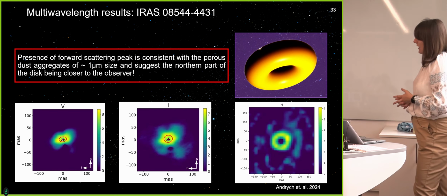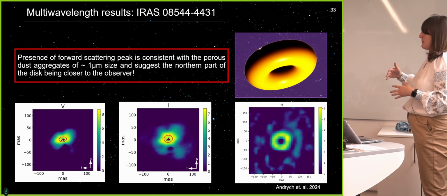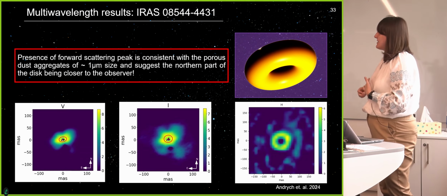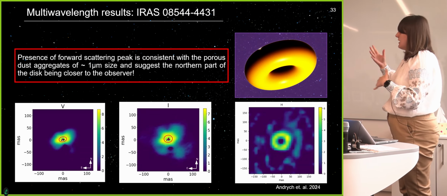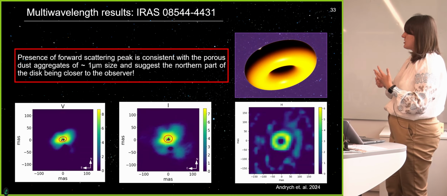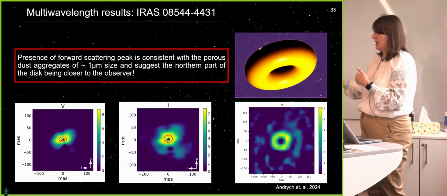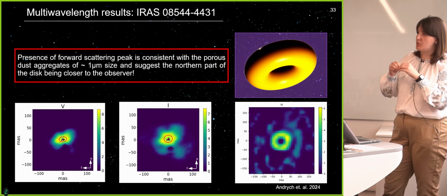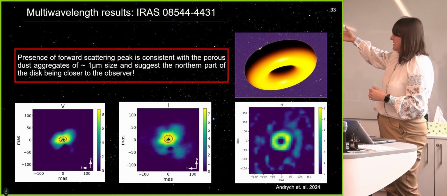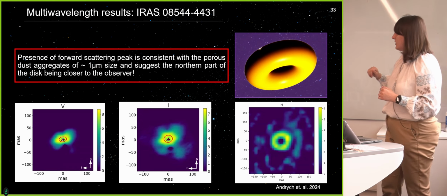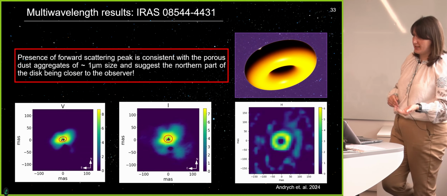We also investigated the brightness distribution along the disk surface of this target, and we found that one side of the disk appears brighter than the other one. This is the sign of the presence of a forward scattering peak, and is consistent with modeling results for aggregates of dust with size of at least 1 micron instead of much smaller dust grains on the disk surface. So we estimate that the northern disk part is inclined towards the observer, and that on the surface we have mostly porous dust aggregates as the dominant dust species.